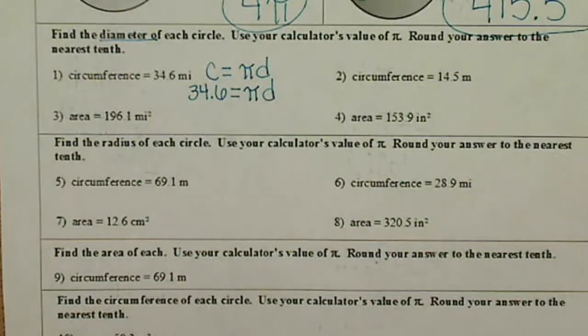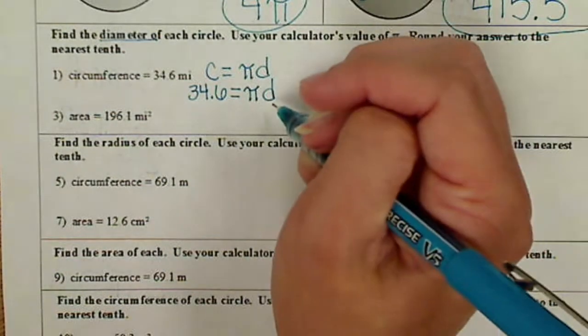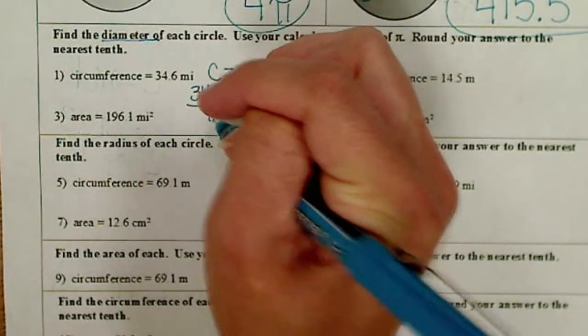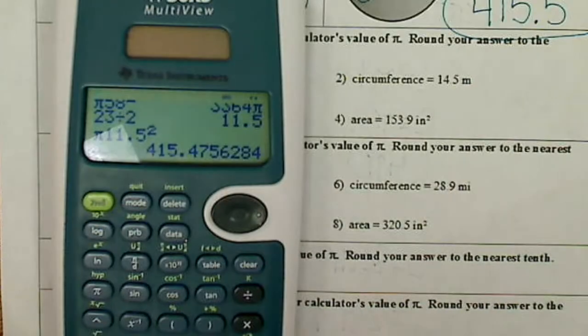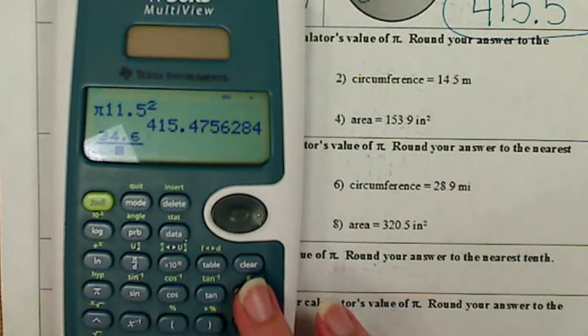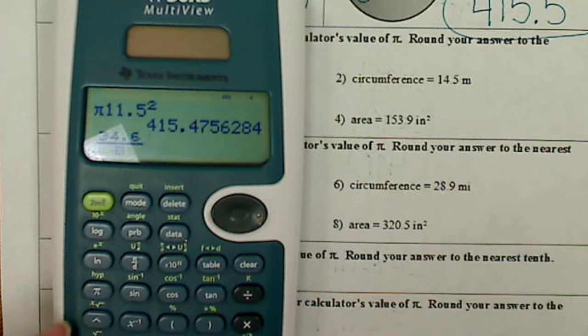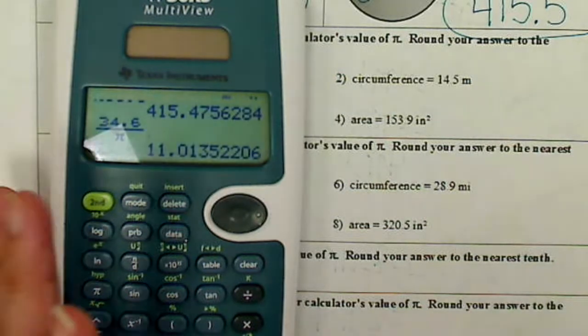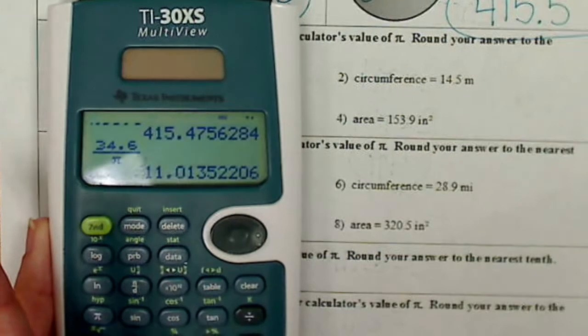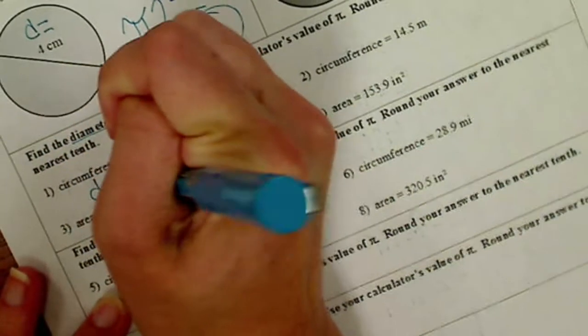I don't know what the diameter is, so I need to solve this equation. To get diameter by itself, I divide both sides by pi. So in my calculator, 34.6 divided by, or you can hit this button or the fraction button like I did, pi, and I get 11, and it says to the nearest tenth, so 11. So the diameter is 11.